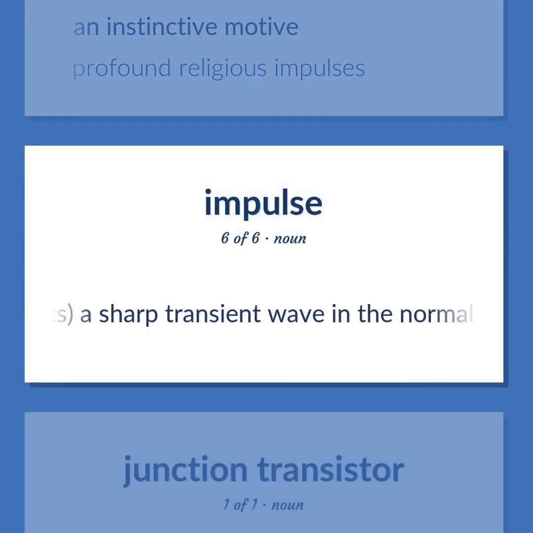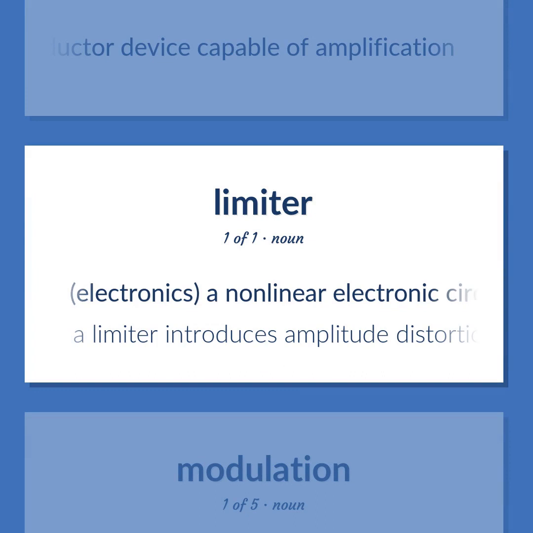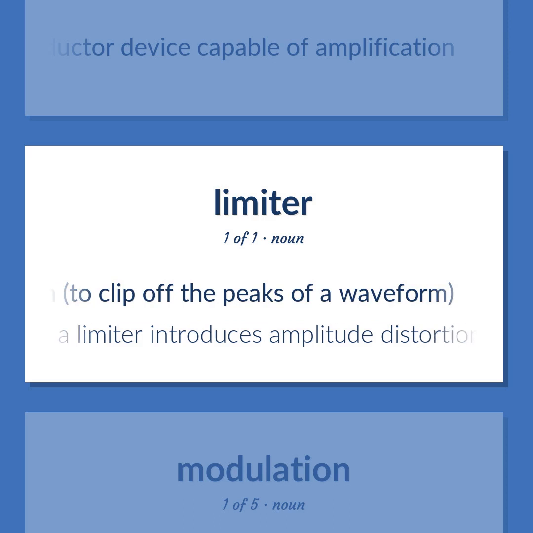Electronics. A sharp transient wave in the normal electrical state, or a series of such transients. A semiconductor device capable of amplification. Electronics. A nonlinear electronic circuit whose output is limited in amplitude, used to limit the instantaneous amplitude of a waveform, to clip off the peaks of a waveform. A limiter introduces amplitude distortion.